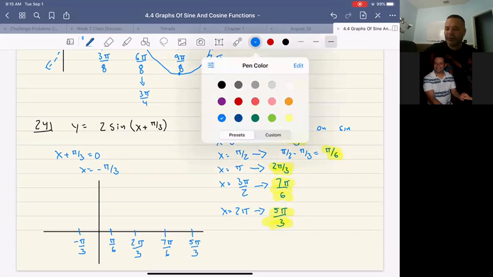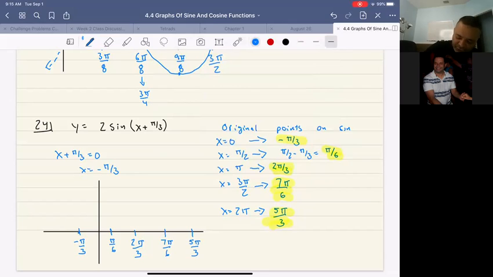Okay, and then I'm just going to graph the sine. So bottom, top of the graph, middle of the graph, bottom of the graph, middle of the graph. Let me draw that in, let's say orange here. Okay, now I still haven't done this 2. Right now what I have in orange is actually y equals sine of x plus pi over 3.